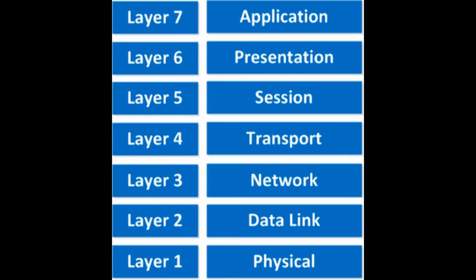Network is layer 3. It is there to provide for switching and routing. It creates virtual circuits, they're just logical paths, in order to transmit data. It is also in charge of addressing, error handling, and it controls packet sequencing as well.